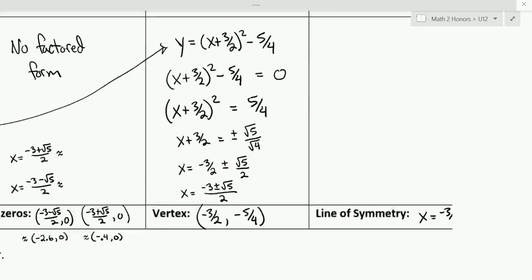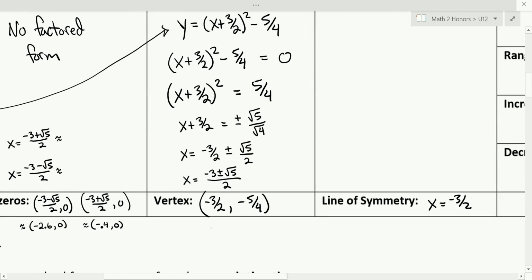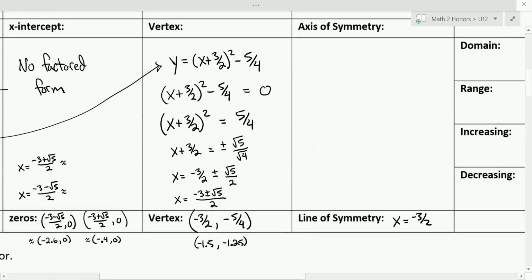All right, so time to graph. Also, for our vertex, it may be helpful to realize that -3 over 2 is -1.5 exactly, and -5/4 is -1.25. It's always easier to think of graphing in terms of decimals than in fractions. That's the only time I like decimals.